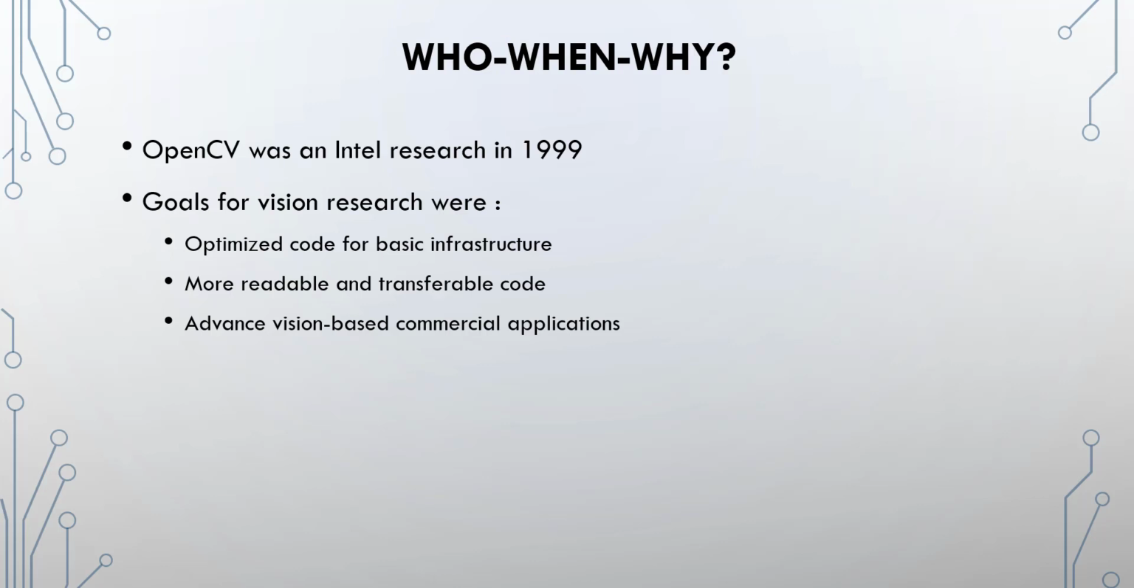Officially launched in 1999, the OpenCV project was initially an Intel research initiative to advance CPU-intensive applications, part of a series of projects including real-time ray tracing and 3D display walls. The main contributors included a number of optimization experts in Intel Russia, as well as the Intel Performance Library team. In the early days, the goals of the project were optimized code for basic infrastructure, more readable and transferable code, and advanced vision-based commercial applications.